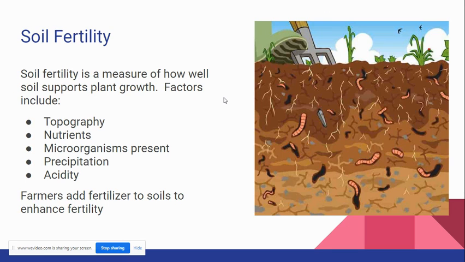Soil fertility. This is how well soil supports plant growth. Factors include topography, the shape of the land, the nutrients in the soil, what microorganisms are present, the amount of precipitation, the acidity, how acid or alkali the soil is. Farmers add fertilizer to soils in order to enhance their fertility, right? Cow manure, things like that are spread onto farms in order to increase the nutrients.